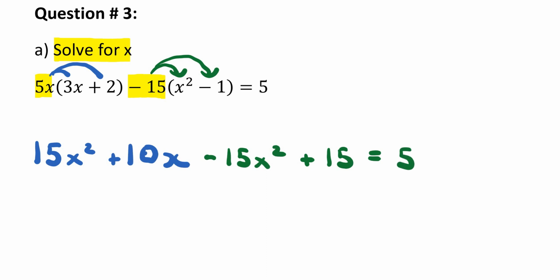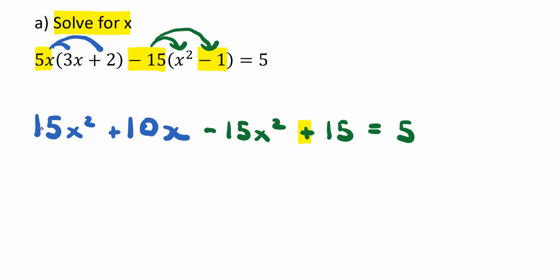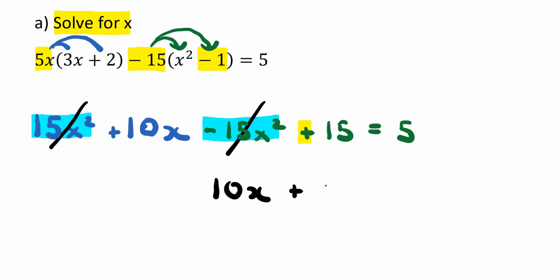Okay, so make sure you're okay with the positive sign there, because a negative times a negative gives you a positive. And let's go ahead and collect like terms here. I have a positive 15x squared and negative 15x squared, so those actually cancel off. 15 minus 15 is 0. And then I have a 10x remaining and a plus 15 remaining there, equals 5.